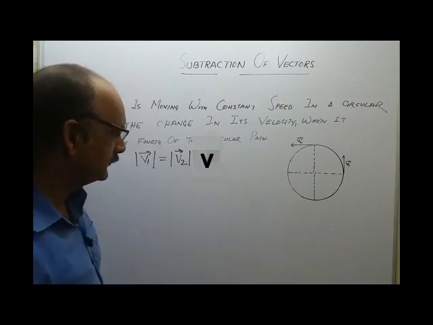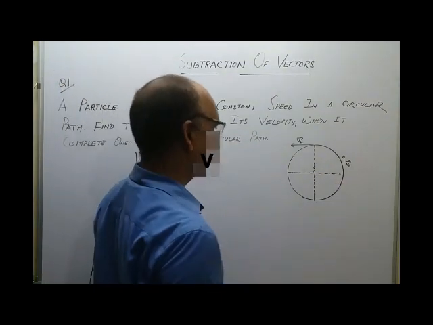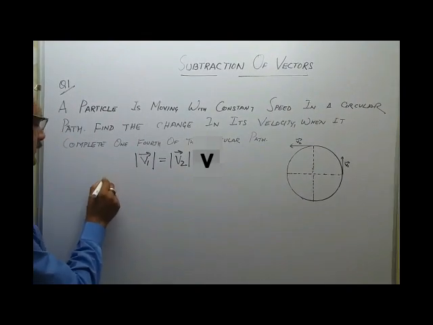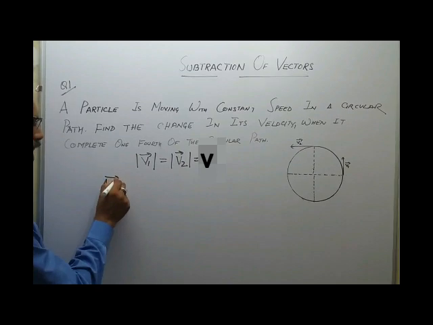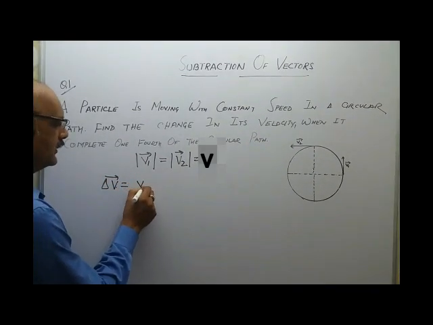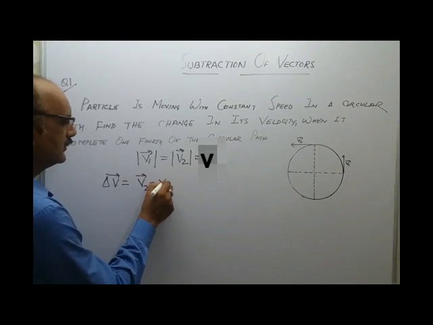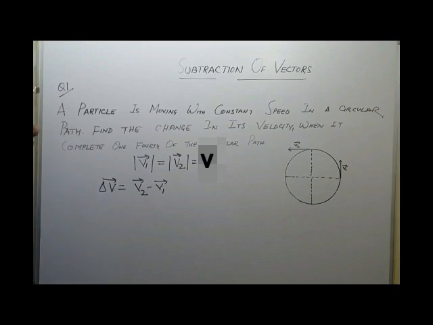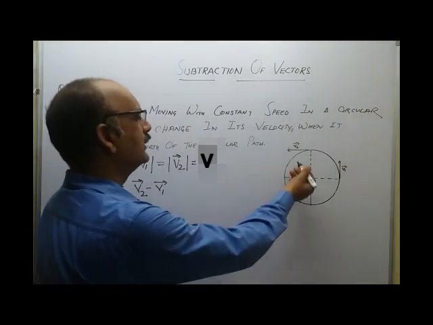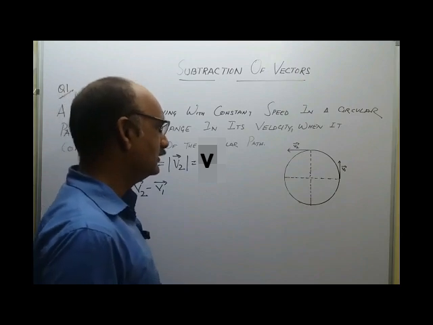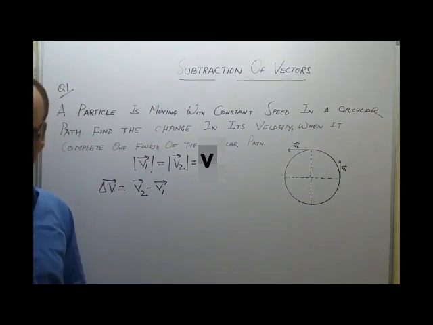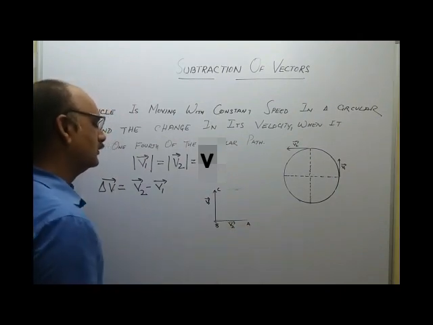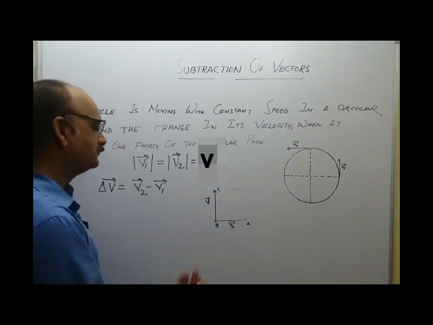Magnitude of velocity is constant. Direction is changing and we have to find out the change in velocity. Change in velocity means final velocity minus initial velocity. Now, we are going to draw geometrically V2 and V1 and we will find the change in velocity. Now this vector V2 is represented by vector AB and vector V1 is represented by vector BC.